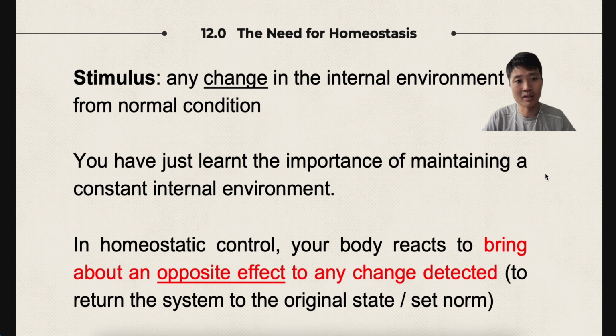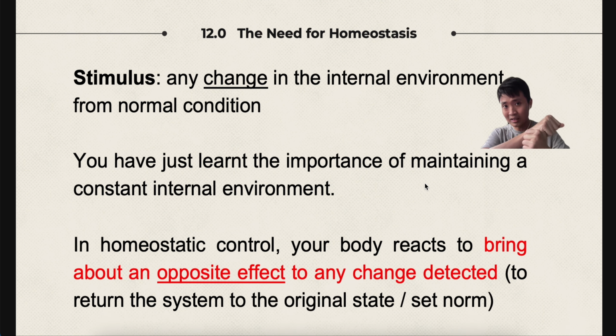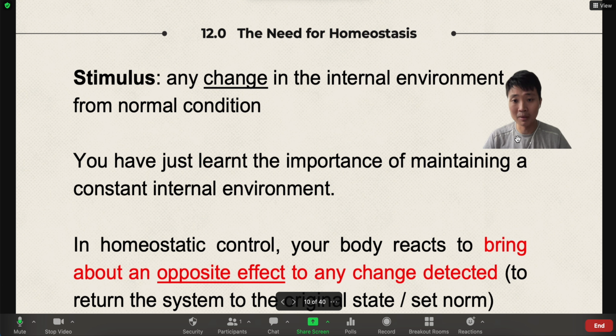Number one, stimulus. Can you whisper it or say it to yourself? Stimulus. A stimulus is any change in the internal environment from your normal condition. For example, blood glucose level suddenly changes because we eat a meal, or the water potential of the blood changes because we drink a lot of water. All these are stimuli. So you have just learned why it's important to maintain a constant internal environment. Your enzymes will start to denature or become inactive, or it can affect the water potential of the cells, and they may burst or crenate.